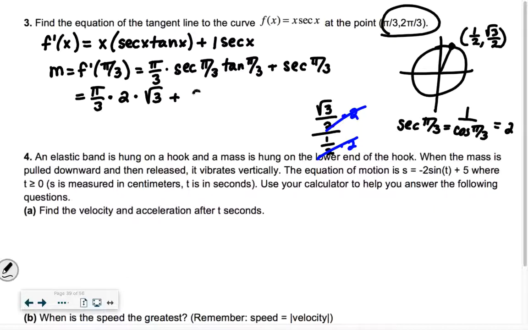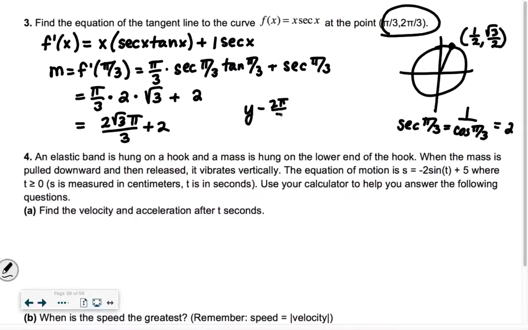And then this is going to be, what, 2? So we get the lovely 2 root 3 times pi all over 3 plus 2. That's our slope. That's really gross, isn't it? So when we put it together, it's going to look like y minus 2 pi over 3 equals this lovely slope, 2 root 3 pi over 3 plus 2, times x minus pi over 3. That's what the equation of the line is, and we just leave it. It would probably be a calculator one. You'd probably be allowed to round whenever there's pi's and square roots. It's okay. All right, so number 4.